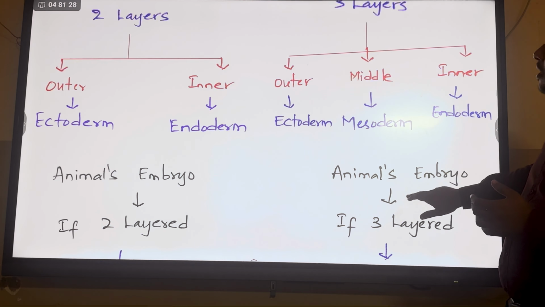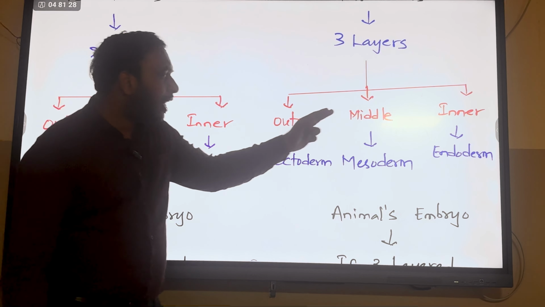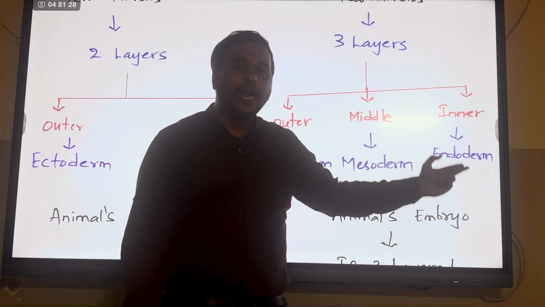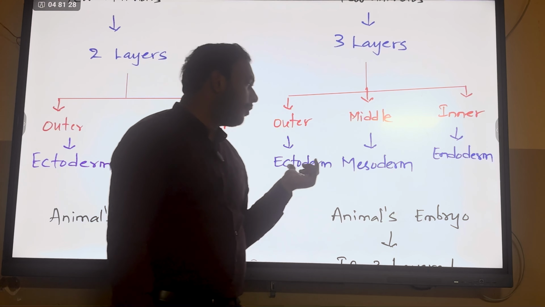Other group of animals have three layers of embryo. One is the outer layer ectoderm, the middle mesoderm, and the inner endoderm. Meso means middle, endo means inner, ecto means outer.